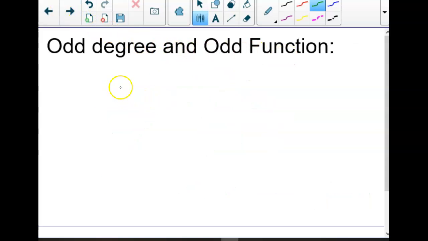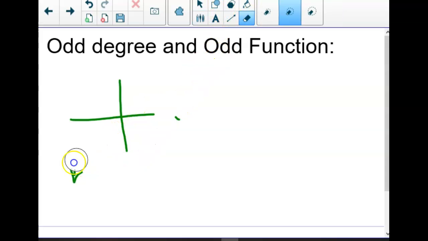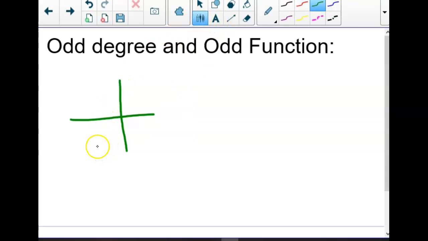Odd degree and odd function. Odd degree means they're going opposite ways like this. Okay, but that's not, don't draw that. That's not an odd function. I wasn't paying attention to what I was supposed to be doing. Okay, odd degree, odd function.